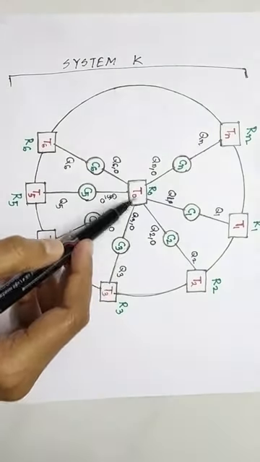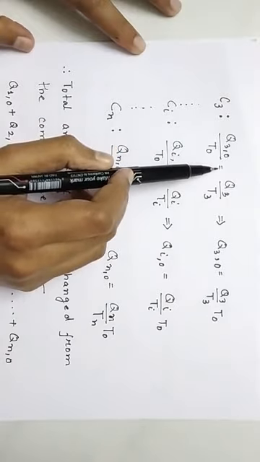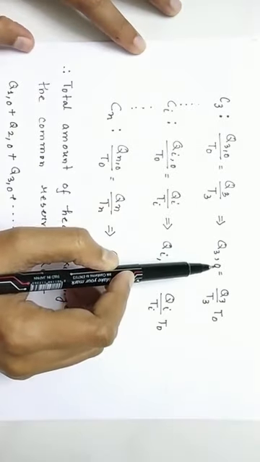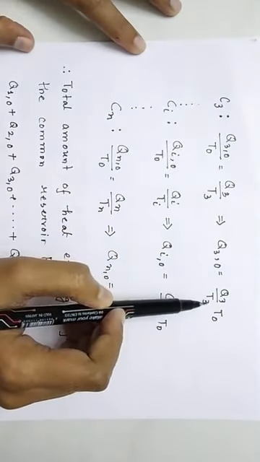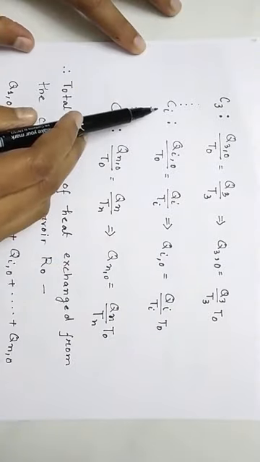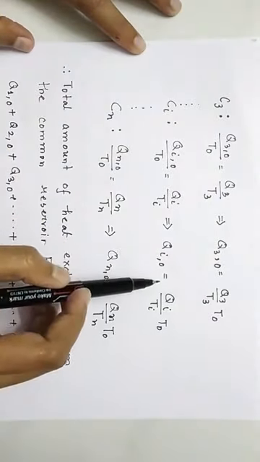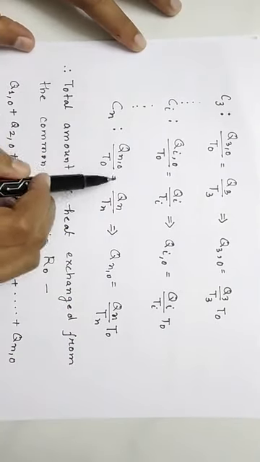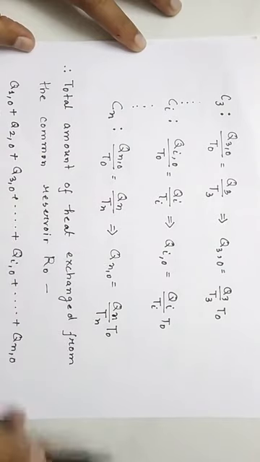Similarly, for the third Carnot engine C3, Q3,0 by T0 equals Q3 by T3, which implies that Q3,0 equals Q3 by T3 into T0. Similarly, for the ith Carnot engine, we have Qi,0 equals Qi by Ti into T0. And finally, for the nth Carnot engine, we have Qn,0 equals Qn by Tn into T0.